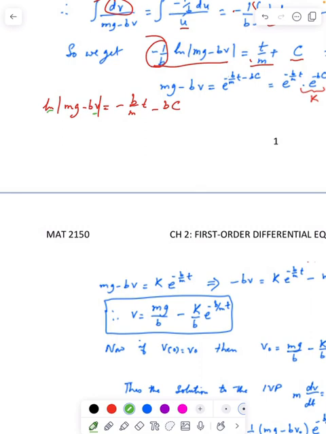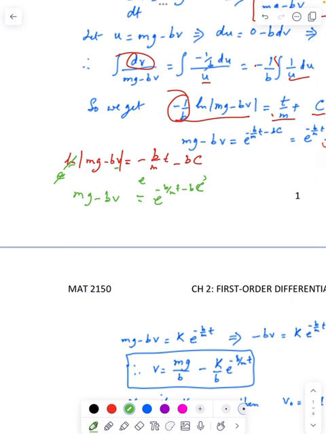We think of it in two ways. We apply the conversion from logarithmic form to exponential form. Or sometimes students say that we are going to raise both these sides to e, and then the ln and the e cancel out on the left hand side, and we get mg minus bv, and on the right hand side we have e to the minus b over m t minus bc.